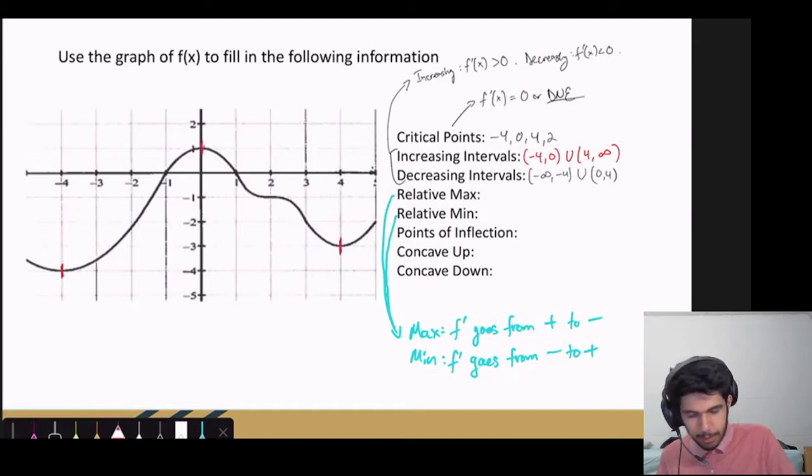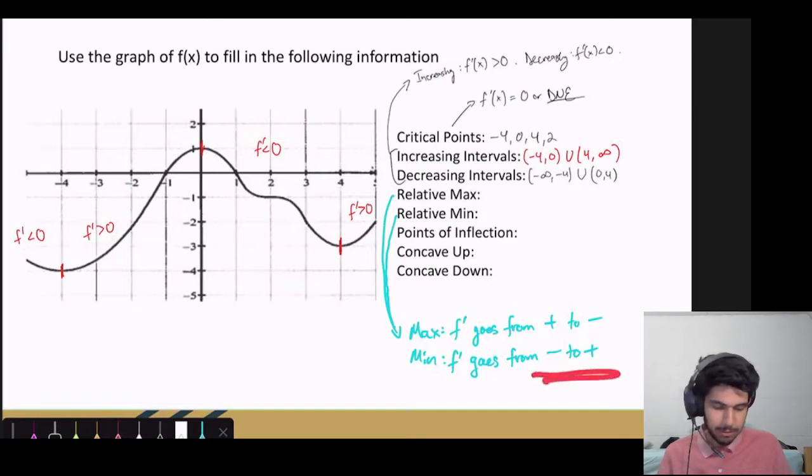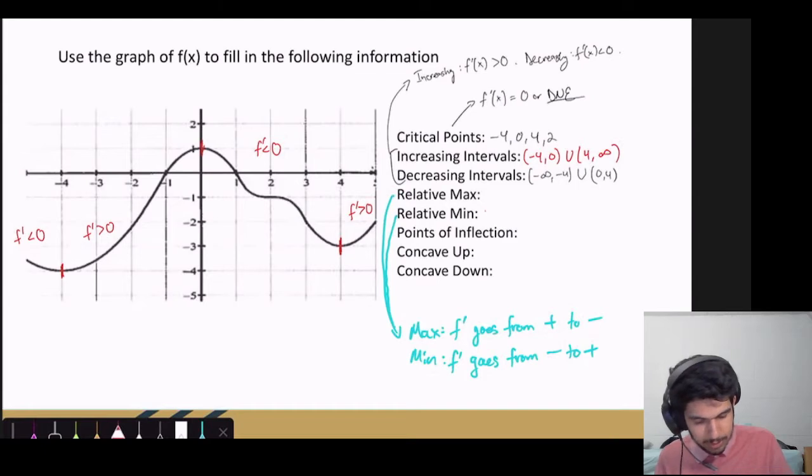I'll just partition it by where our intervals changed. Here we said that f prime is less than 0. To the right of it, we said f prime is greater than 0. For this interval, we said f prime is less than 0. And after, we said f prime is greater than 0. Okay, so here, to the left, we're less than 0. To the right, we're greater than 0. So that would be, according to our definition here, a relative min. So this occurs at x equals -4.